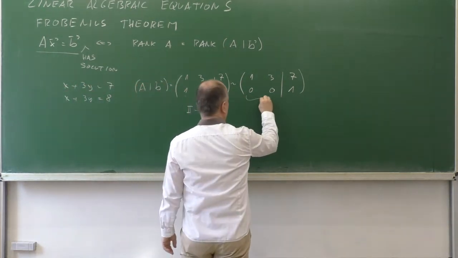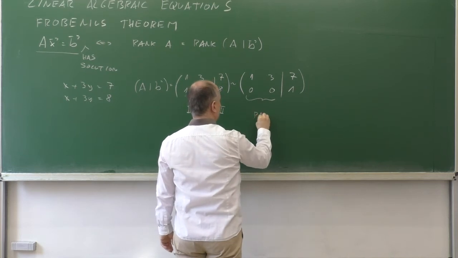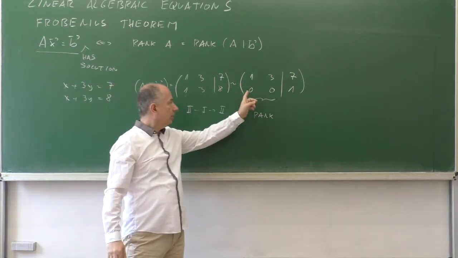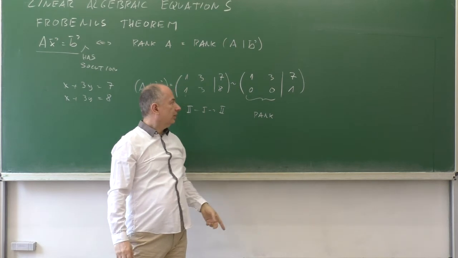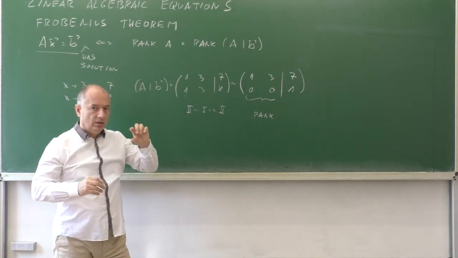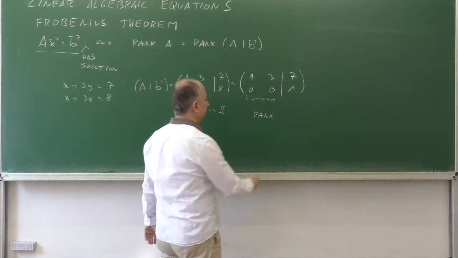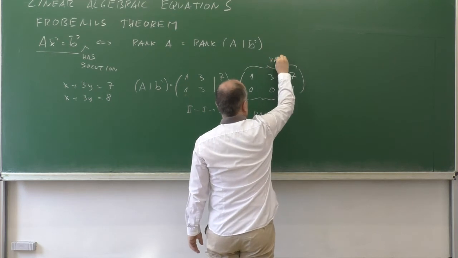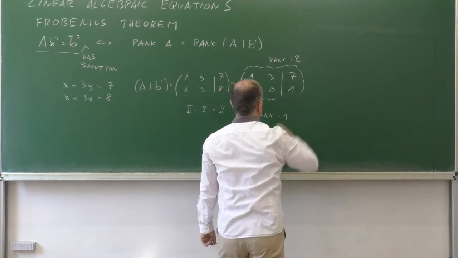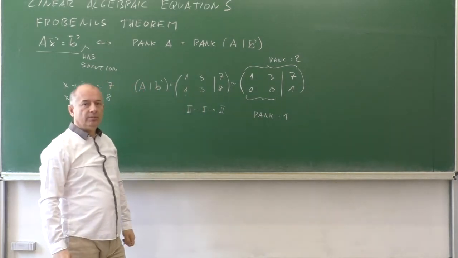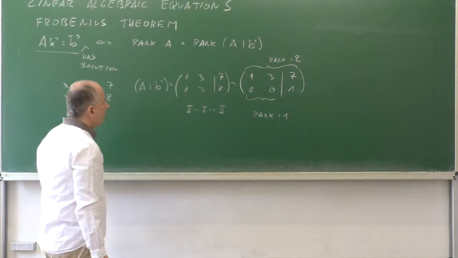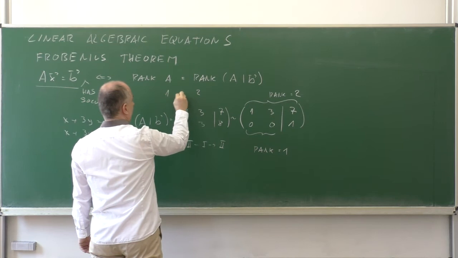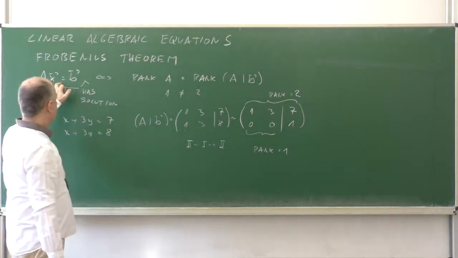Well, this matrix has rank equal to 1, because this is a 0 row, so the rank is equal to the rank of the 1 by 2 matrix. While the augmented matrix has rank 2, because we have 2 linearly independent rows. So you see, in this case, the rank of the augmented matrix was 2, the rank of the matrix was 1, they differ, so we have no solution.